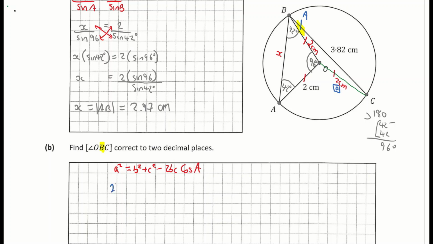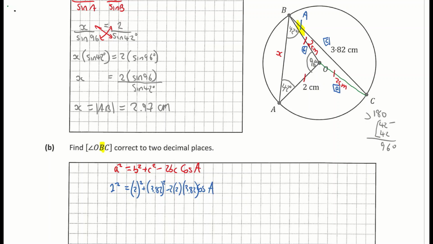So that's going to be 2 squared is equal to, and then my cos A, which is the angle that I need to find here. So I'll just call it A. The b and the c then are the other 2 sides. It doesn't matter which they are. So I'll call the 2 b, and 3.82 as my c. So that's going to equal 2 squared plus 3.82 squared minus 2 times 2 times 3.82 cos A. So again, that's using my cosine rule from my log tables.